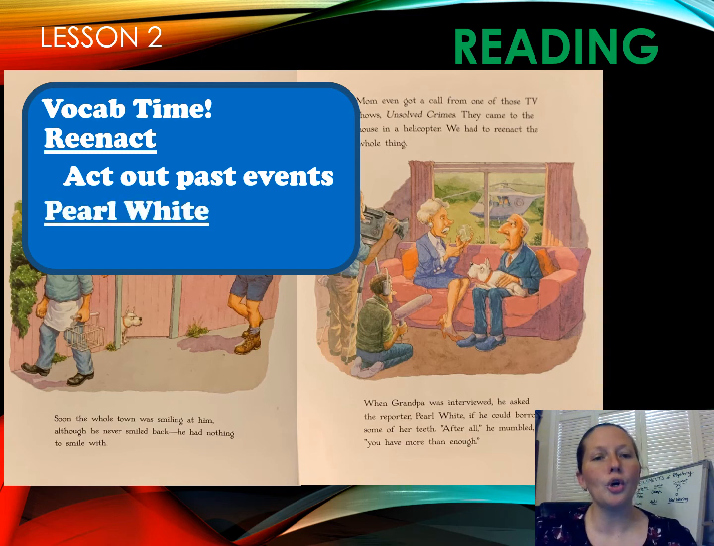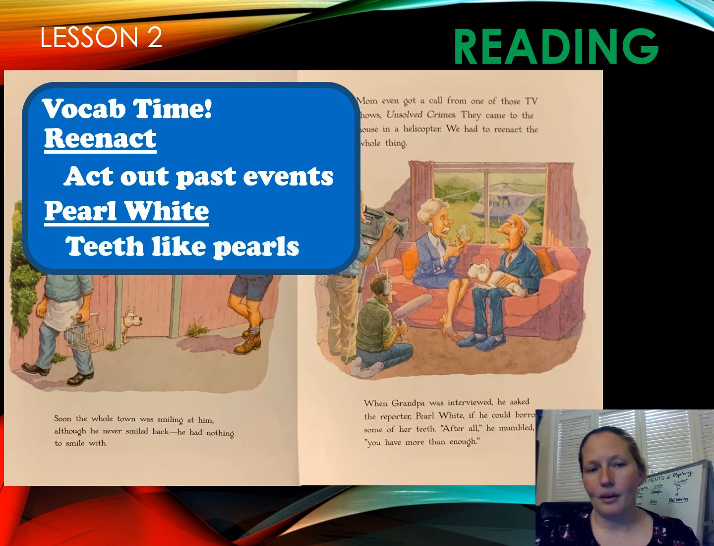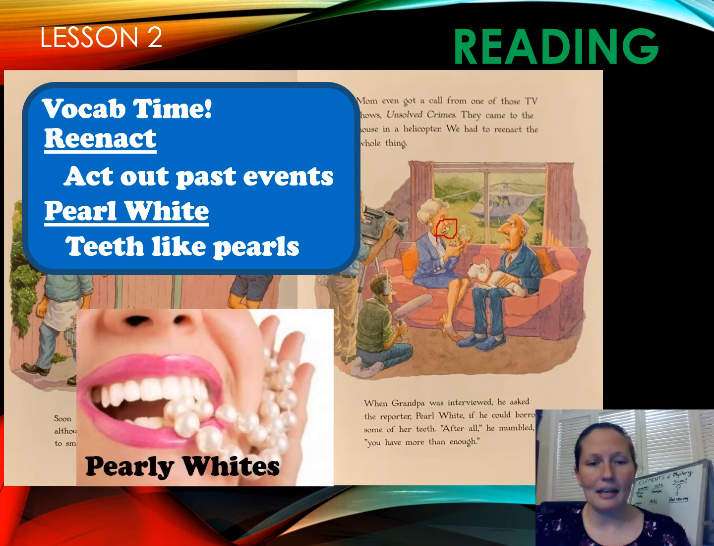Next part, Pearl White. The reporter's name is Pearl White. That's kind of a cool thing I want to point out. It's not really a vocabulary word, but the cool thing about Pearl White is they're comparing teeth to pearls. If you look at her teeth really quickly, she has really, really big white teeth. So what they're saying there is that she has pearly white teeth, big pearly teeth. Back then they called them the pearly whites. So she's Pearl White. Kind of funny.